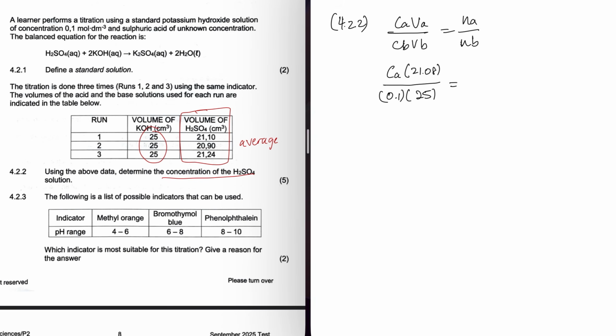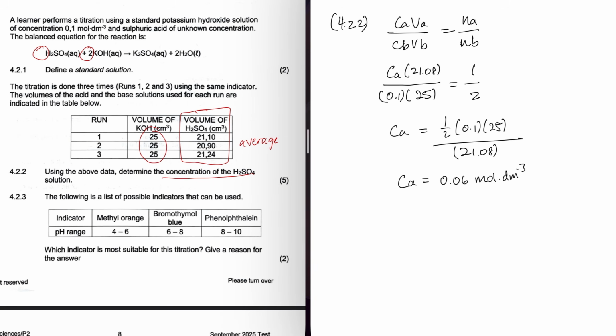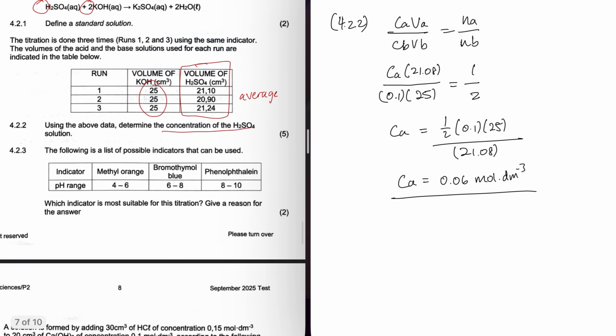And NA over NB we get from the reaction. We're looking for the coefficients. So in front of the acid, it's 1. In front of the base, it's 2. And now you solve. So CA is going to equal half times 0.1 times 25 divided by 21.08. And then CA is equal to 0.06 moles per dm cubed. Let's just double check. So 0.05 times 25 divided by 21.08. Yep, that is correct.